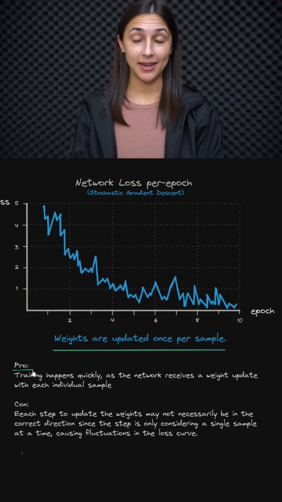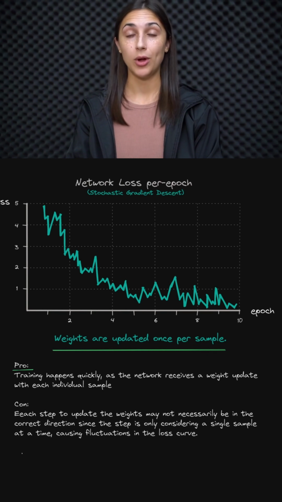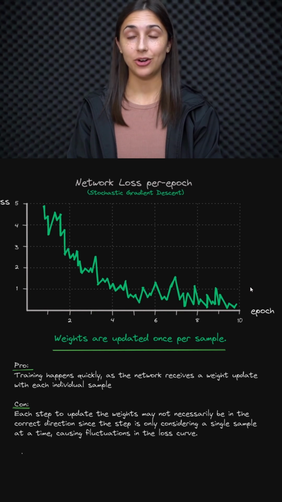Now, this is advantageous in the fact that training happens much more quickly because the network will receive a weight update with each individual sample in the dataset. So with batch gradient descent, we talked about how the training speed was slow because the weight update would only be occurring once per epoch. But now we are on the opposite side of the spectrum where weight updates are occurring for each sample, so training occurs quickly.